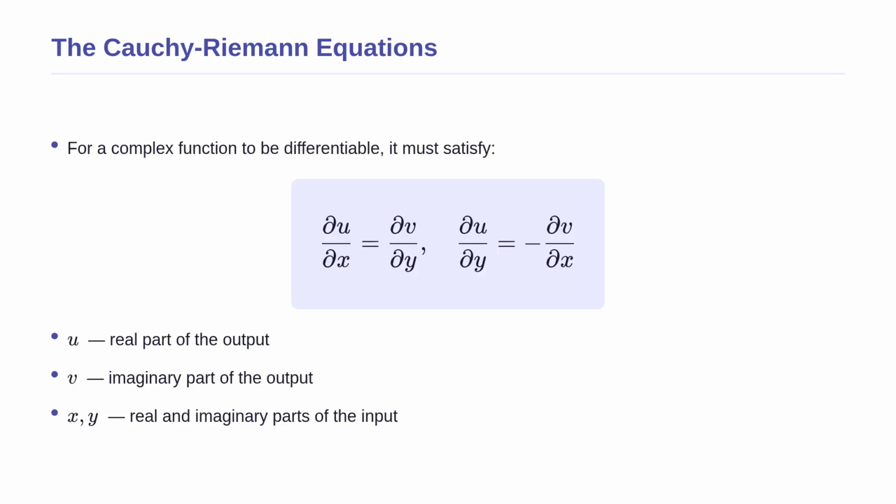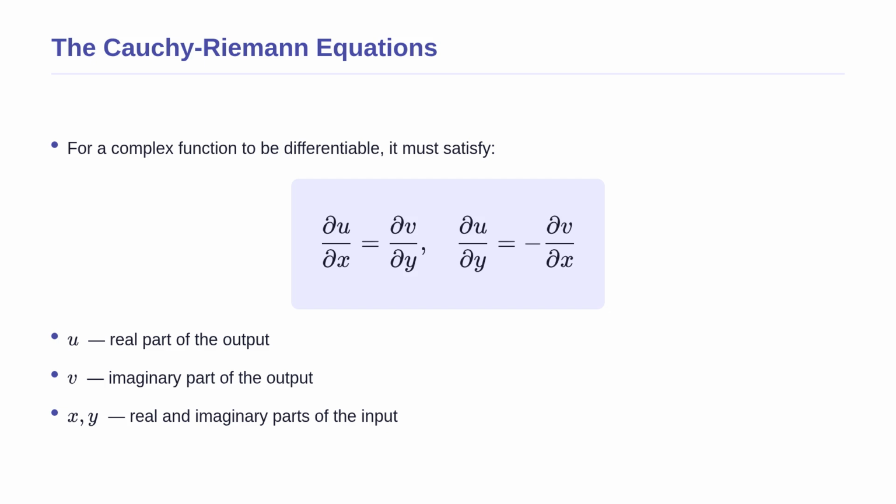This strict, invisible linkage we just discussed is captured perfectly by the Cauchy-Riemann equations. Conceptually, these equations tell us that the rate of change in the real direction must perfectly balance the rate of change in the imaginary direction. Let us look at the symbols. The variable u is the real part of our output, and v is the imaginary part. The variables x and y are the real and imaginary parts of our input.